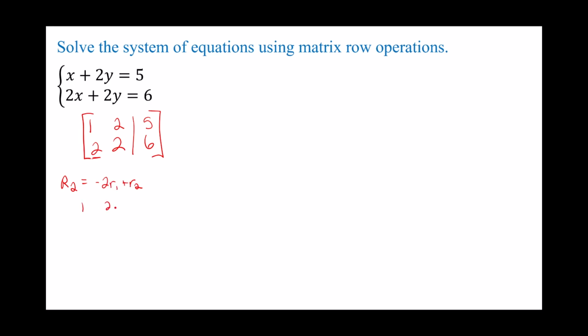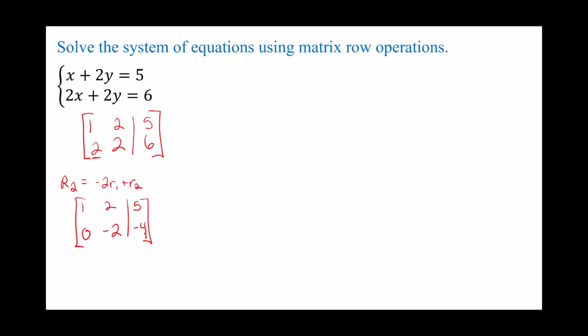So my row 1 staying the same. But my new row 2, negative 2 row 1 plus row 2. So negative 2 times 1 plus 2 is 0. Negative 2 times 2 plus 2, so that would be negative 4 plus 2 is negative 2. And then negative 2 times 5 plus 6 gives us negative 4.